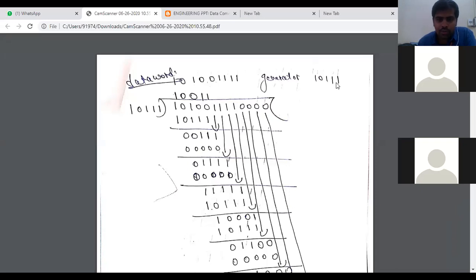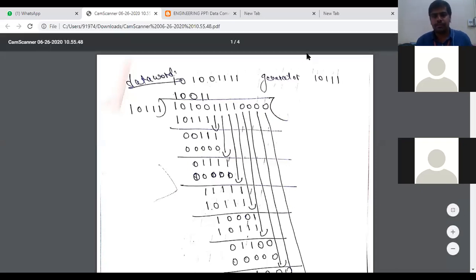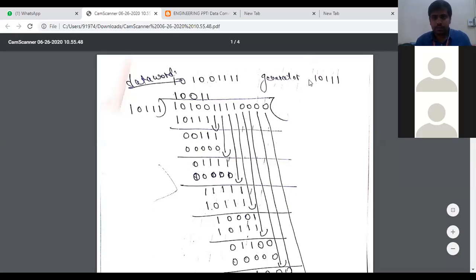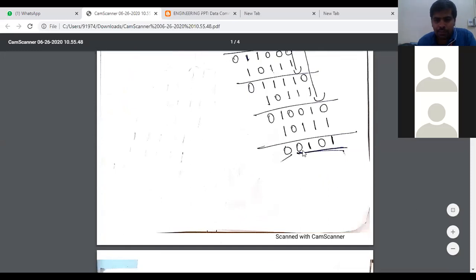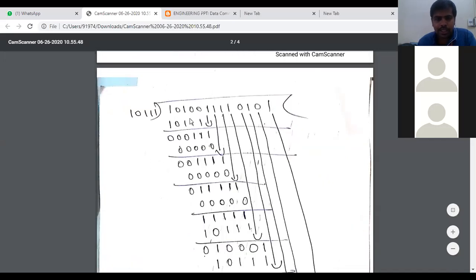Then in this case, how many zeros are you supposed to add? Four zeros, because the generator is 5 bits, so you have to add 4 zeros. Then take the division and perform the division operation. Finally I will get the remainder as 0101. This you have to add to your data word.